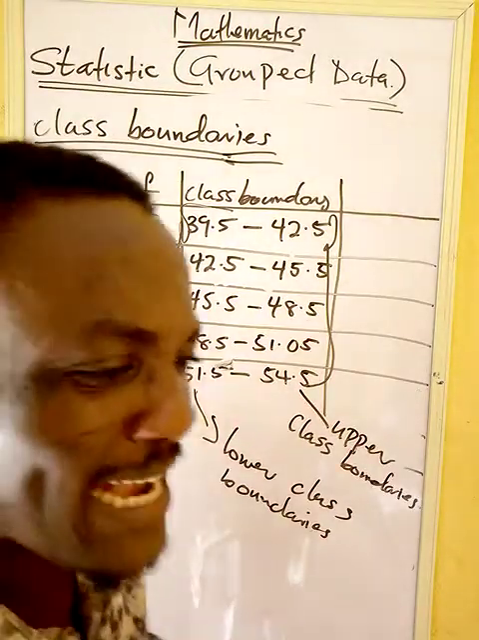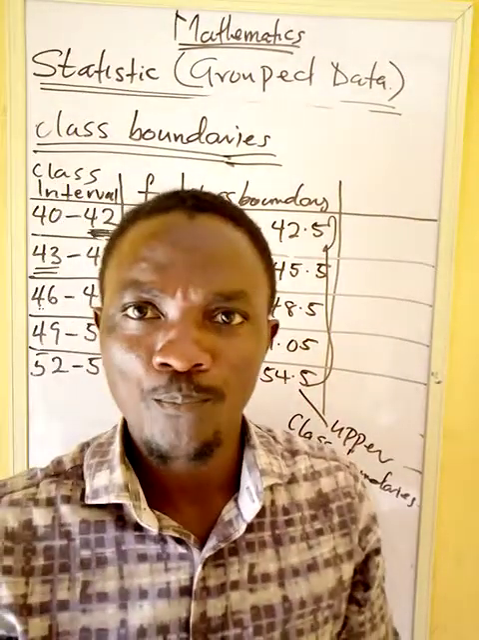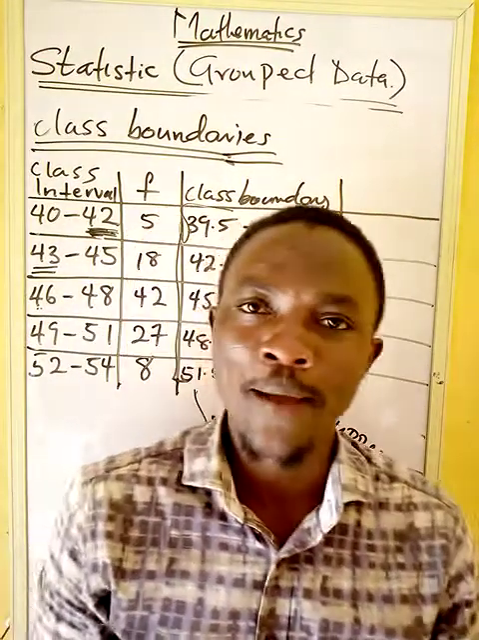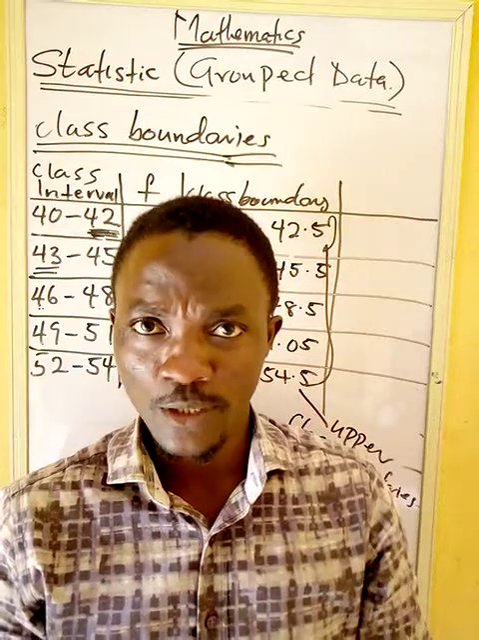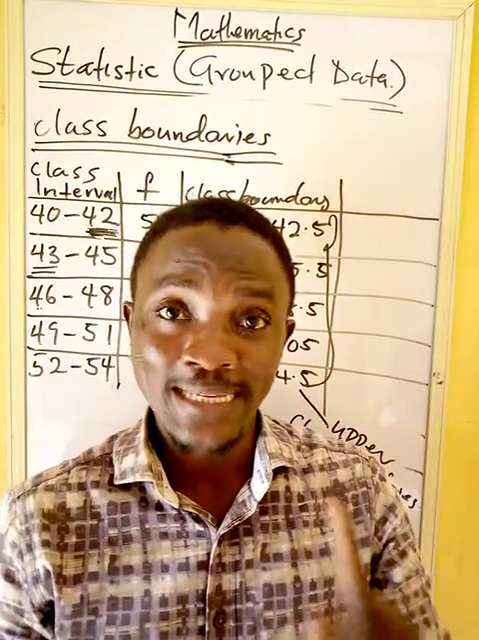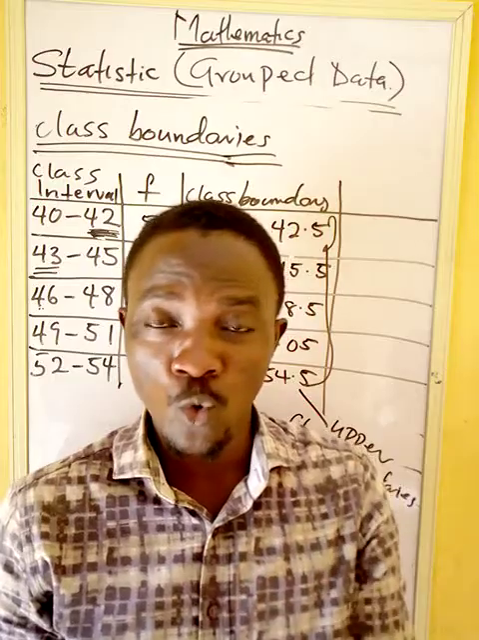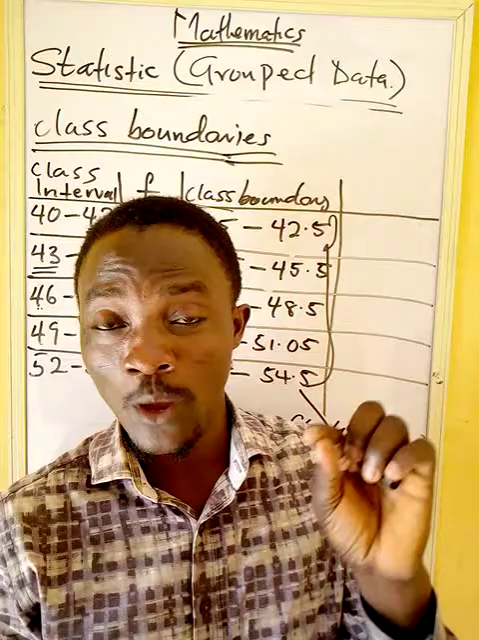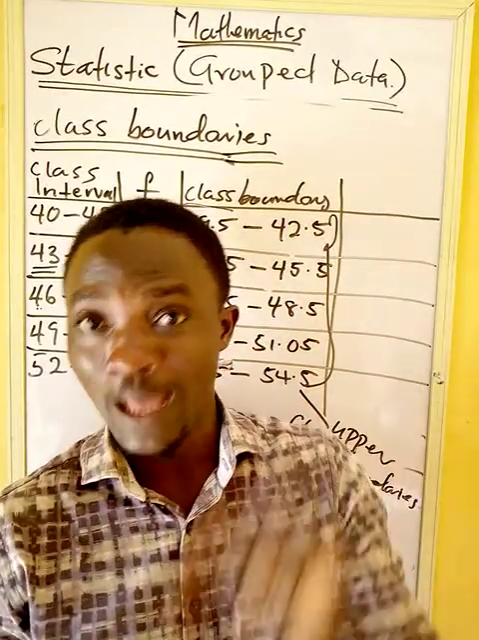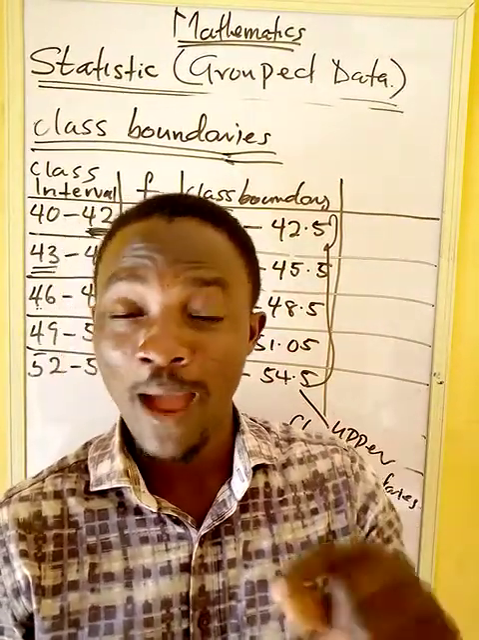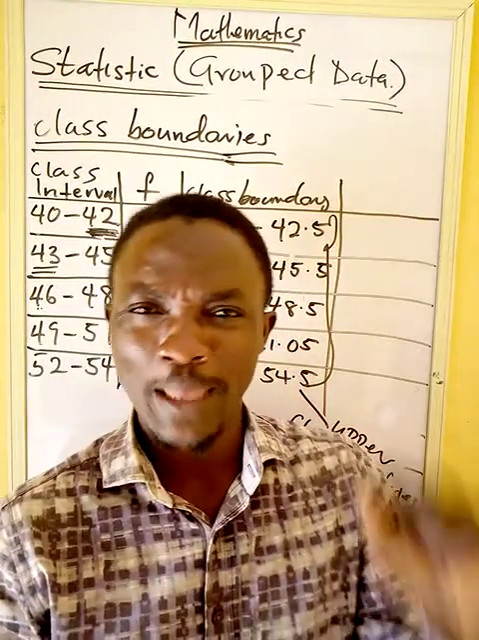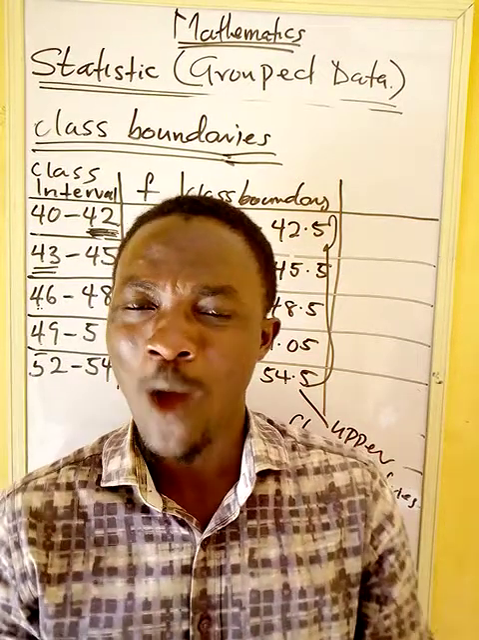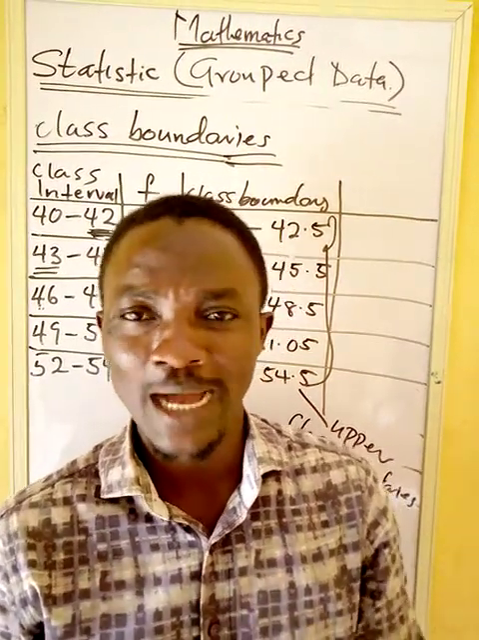So what is the use of class boundary in our table? If you want to solve for median or mode, that is where we make use of our class boundary, because the formula for median is L1 plus n over 2 minus CFB, all over FM. We haven't gotten to the point where we teach you median or mode, but I'm just telling you the importance of class boundary is to get our lower class boundary when calculating for our median or our mode.